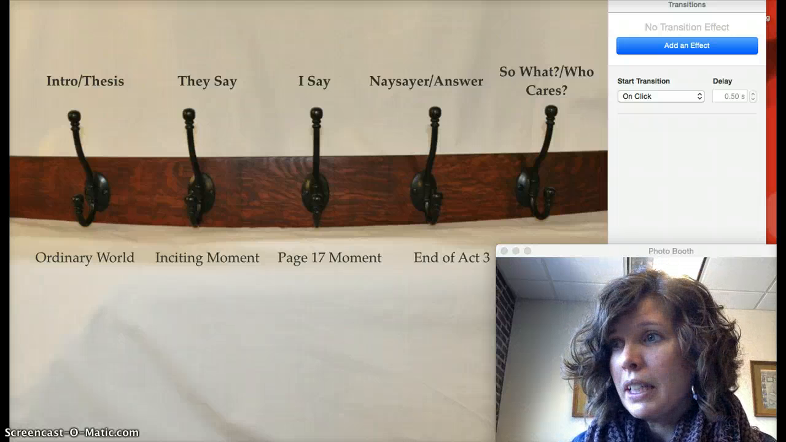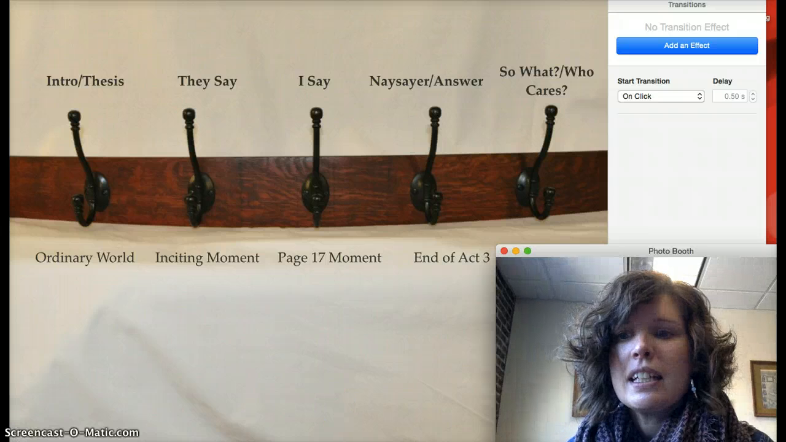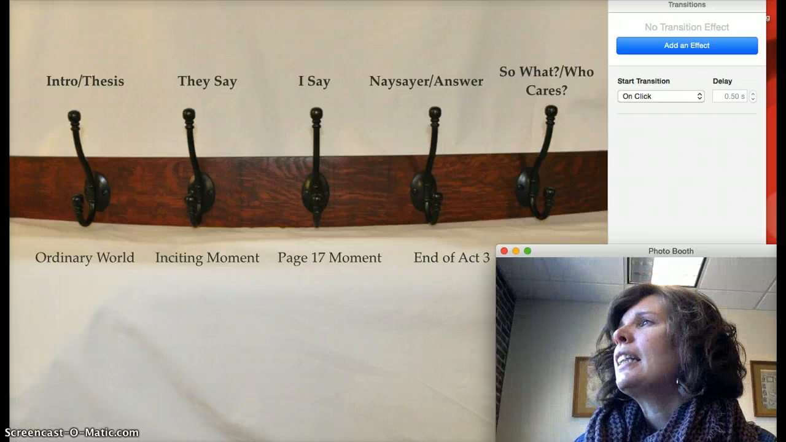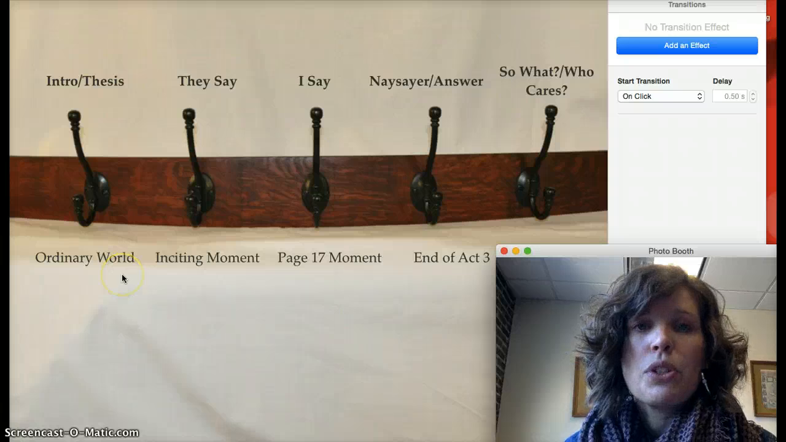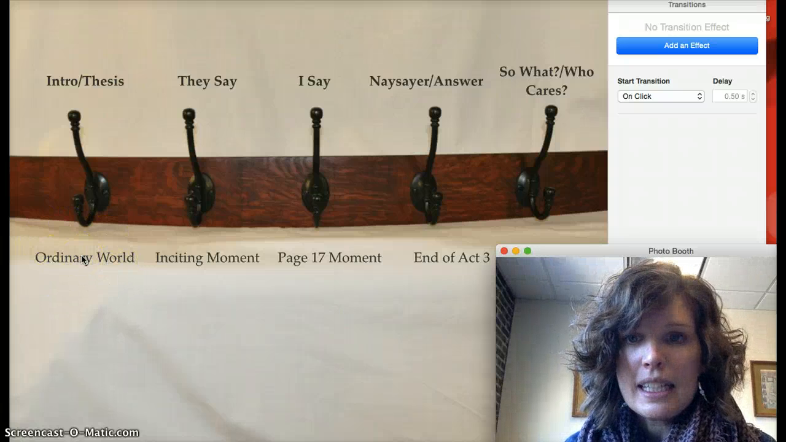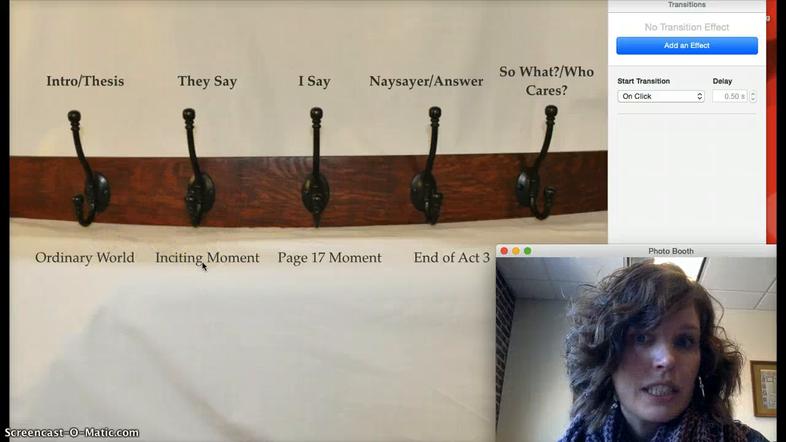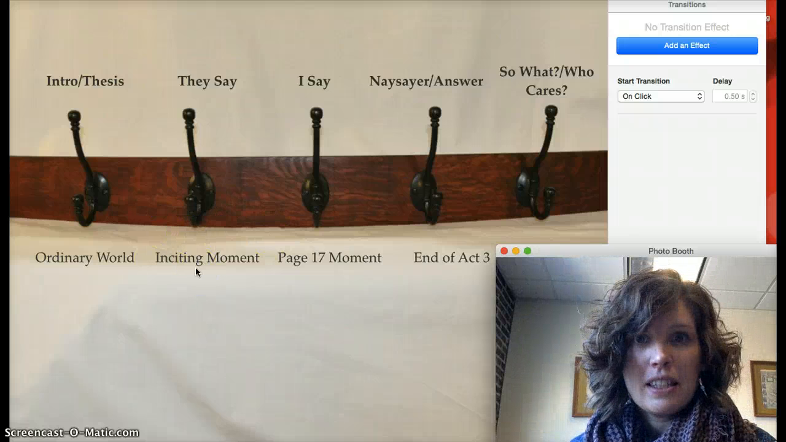The first being that every film and every script is hung on hooks that go throughout the story. So, for example, you can see here for the first 10 pages of every script, or the first 10 minutes of every movie, we're establishing the ordinary world of the protagonist. Then around page 10 to 13, 15, we have what's called the inciting moment, where the action gets started.